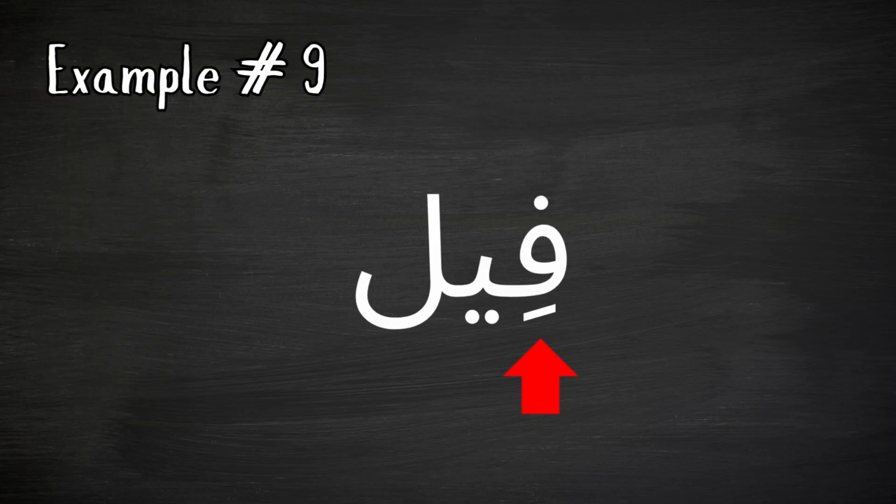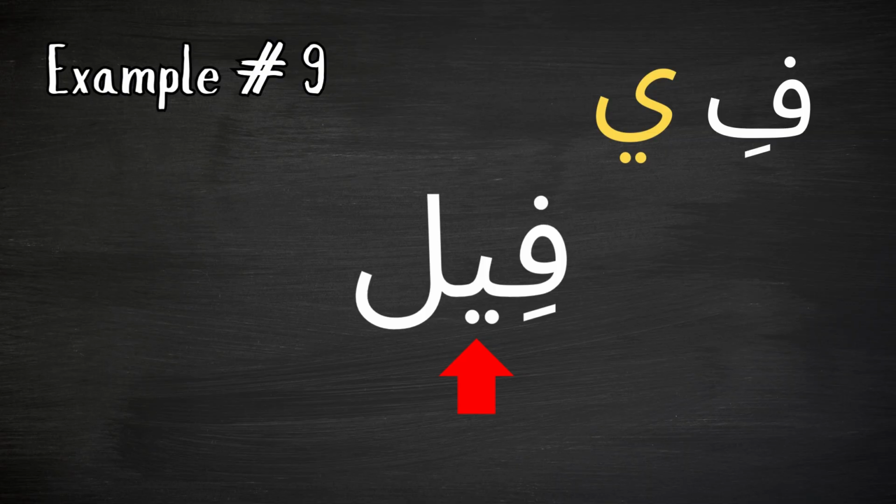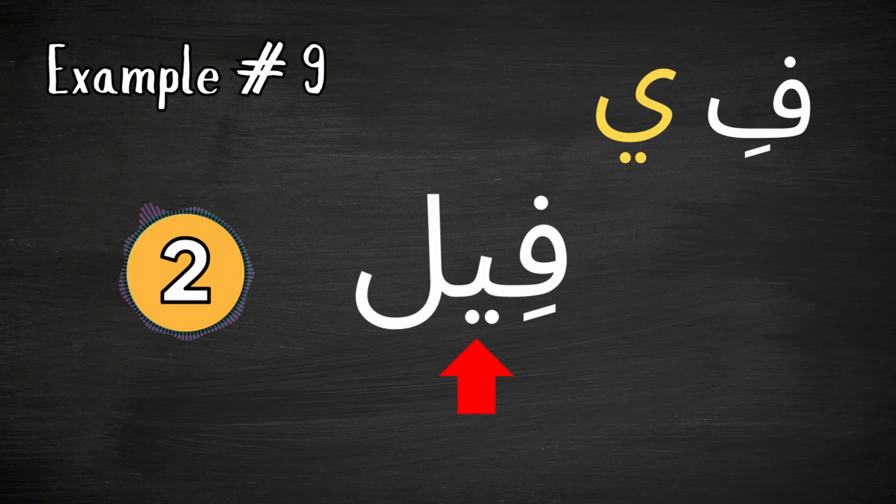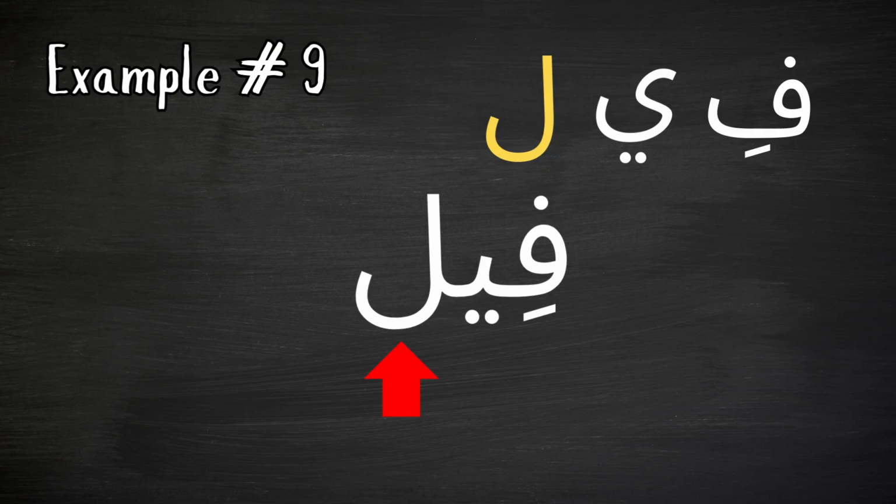Example 9. Feel, meaning elephant. First letter, F. Smile gently. It is a short sound, F. Then comes long vowel, ya. Stretch the sound and hold it for 2 beats. F. The final letter is written without a vowel mark, so we keep it still.